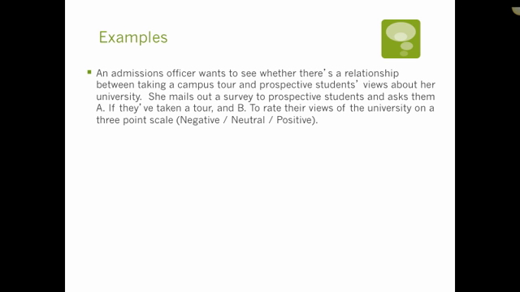So what type of quantitative research design would this be? It would be correlational, because, again, she's interested in seeing whether there's a relationship between taking a campus tour and prospective students' views about the university. All she did was send out one survey, and she was going to look at the relationship between whether or not students took a tour and their views of the university. So that's a correlational design.